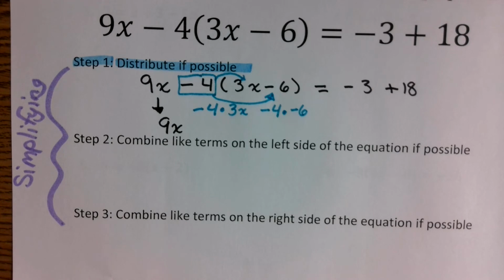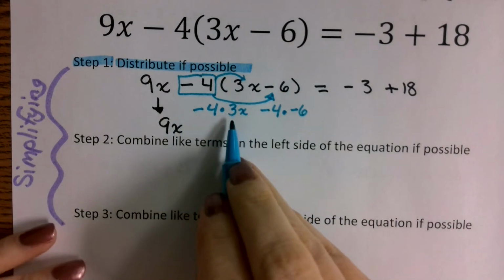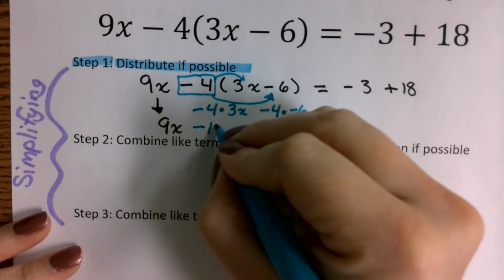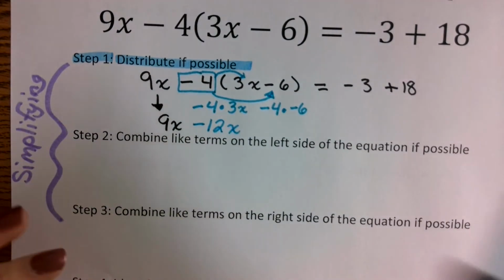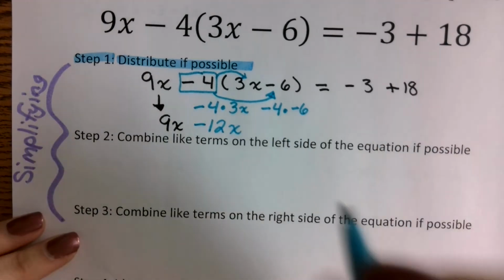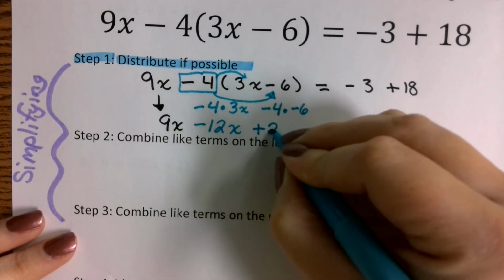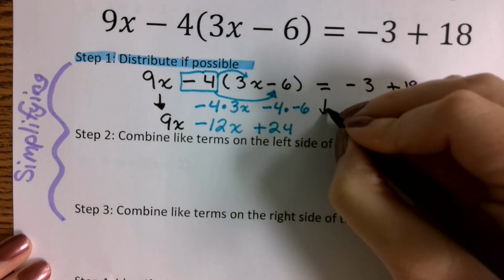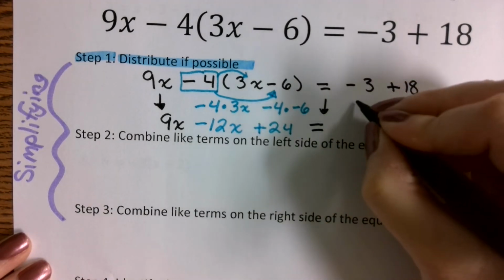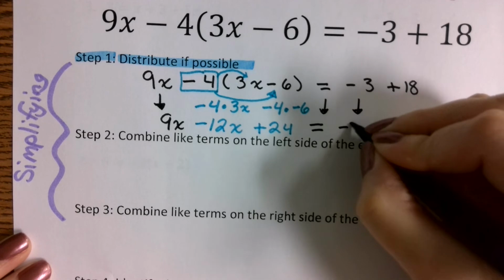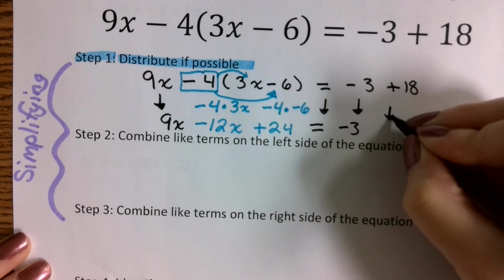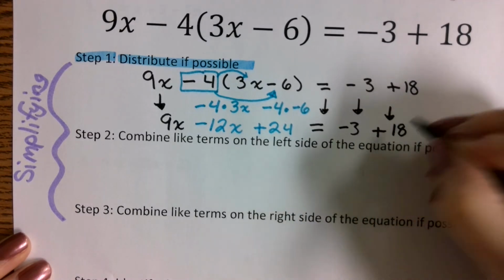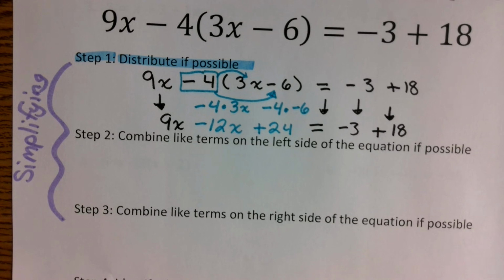The 9x stays just exactly as it is. Then we do negative 4 times 3x, which is negative 12x. Then we do negative 4 times negative 6, which comes out to a positive 24. And then we bring everything else down. We bring down this equal sign. We bring down this negative 3. We bring down this positive 18, or plus 18. That's the first step to simplifying our expressions.